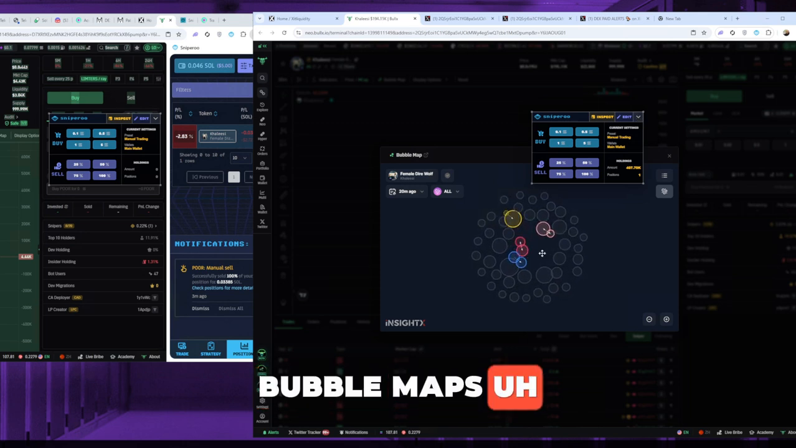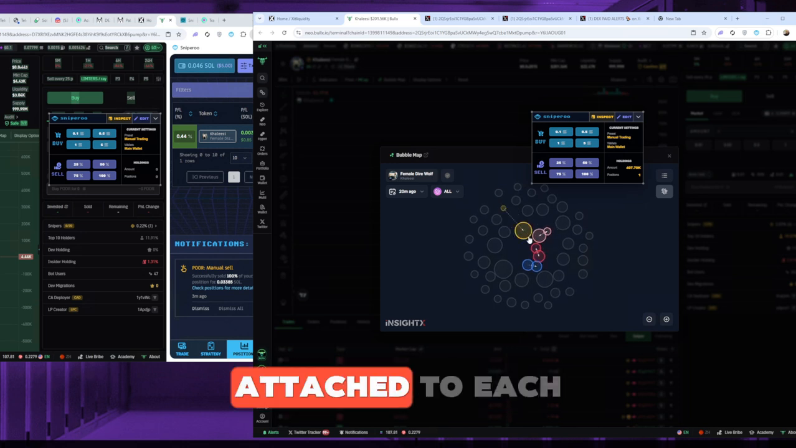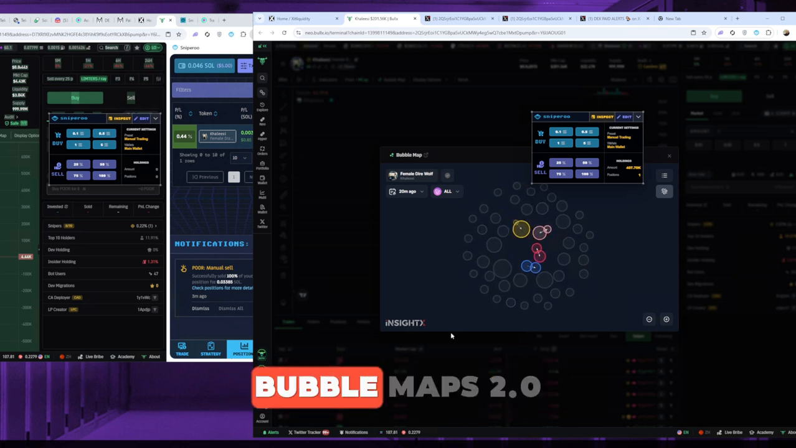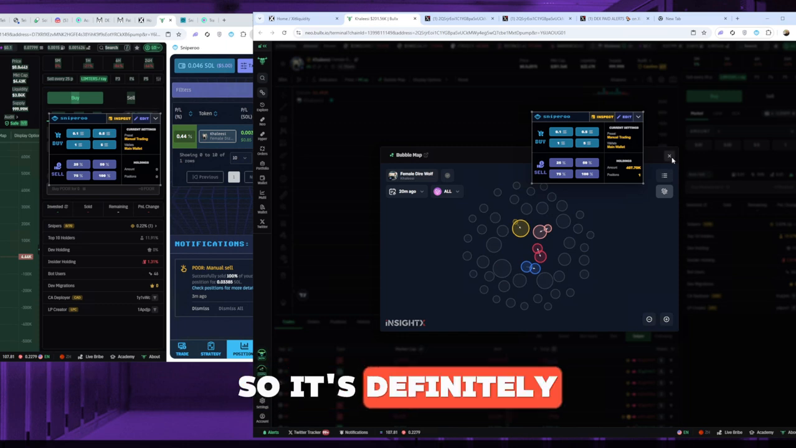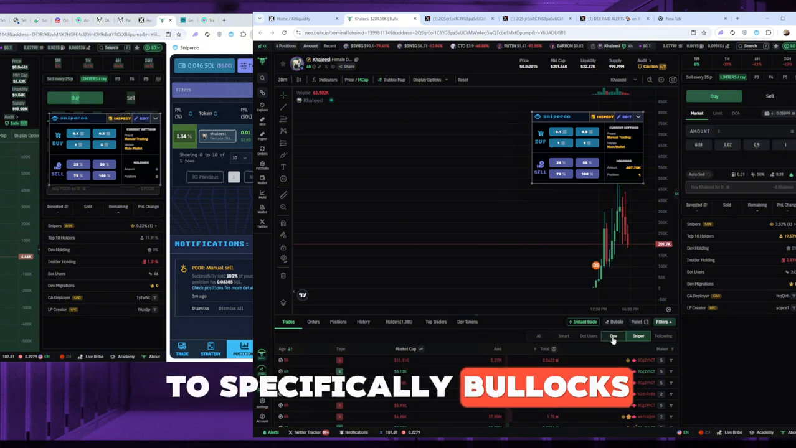Bubble maps, basically it's not detecting anything too crazy. There's about a couple walls here that are attached to each other. By the way, this is the new Insight X bubble maps 2.0, so it's definitely up to par, so to speak.